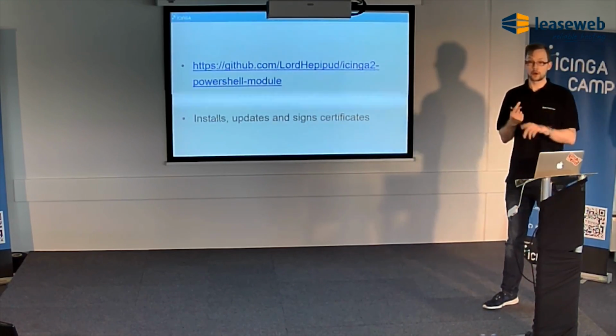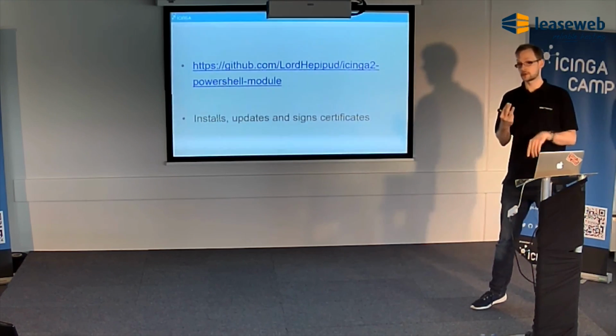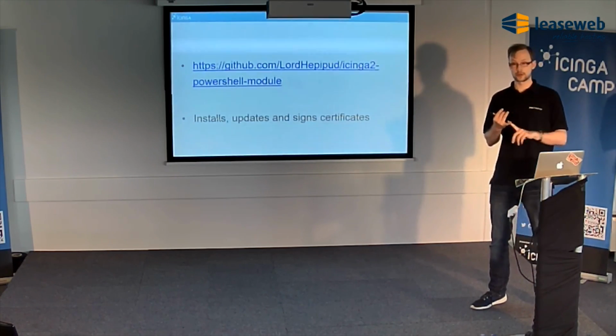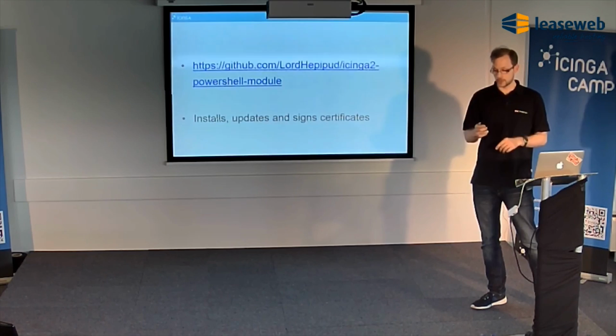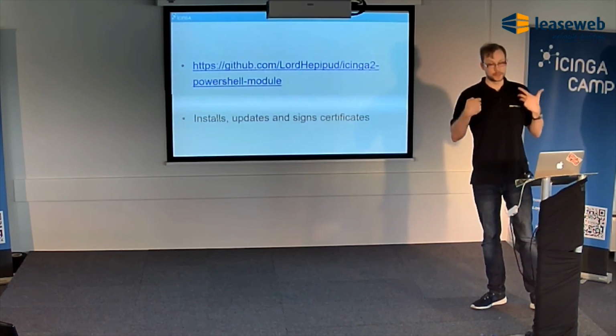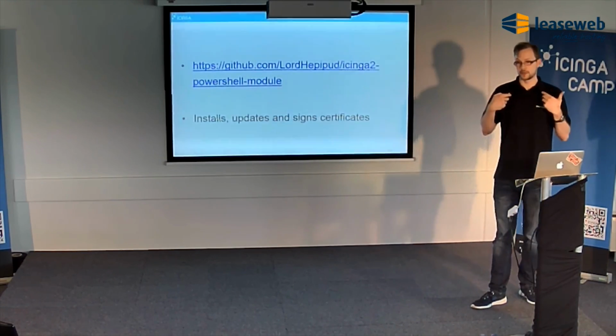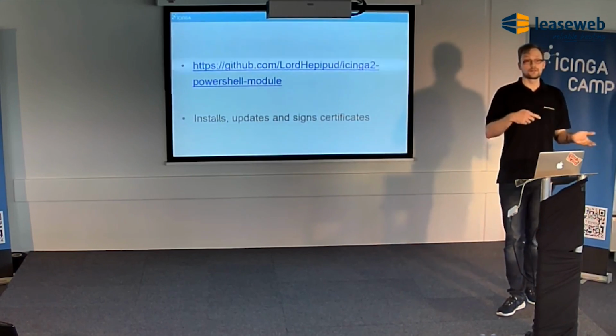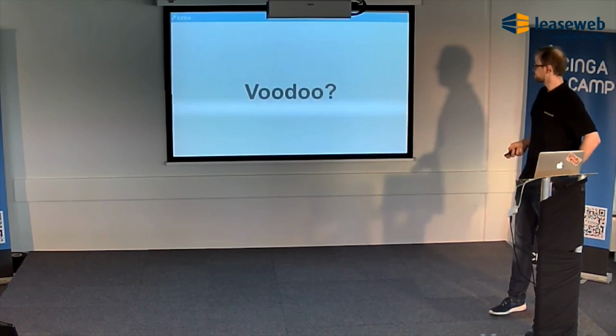It will install the agent, it will downgrade or update the agent, it will sign your certificates, it will validate if the Icinga configuration is valid, and you can even verify the downloaded MSI packages from packages.icinga.org, or even get your own packages installed. And that's something I will show you right now. One time with Chocolatey, and the other time with the PowerShell module.